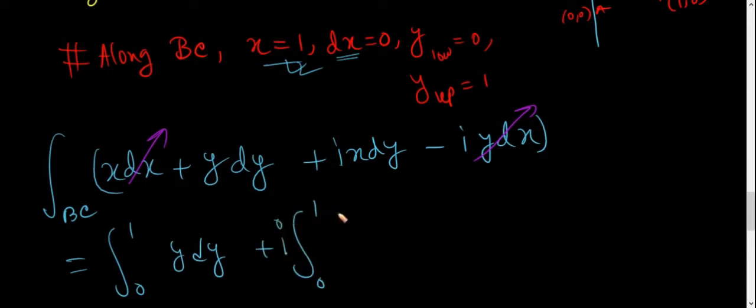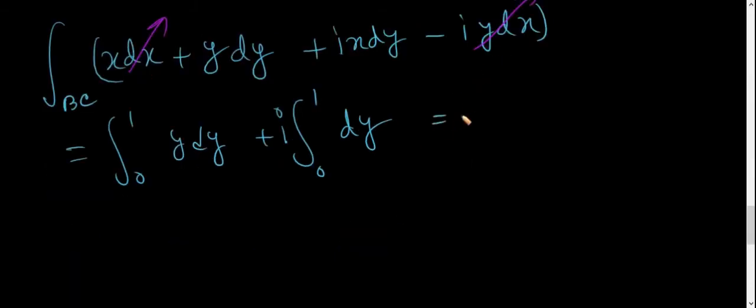You can pull this i outside this integration because it's a constant, imaginary number, and you will have this dy. So this is pretty easy to do. This will just be 1/2, because this part will give you y square by 2, and there will be limit of 1 to 0, so this is just 1/2 plus 1 to 0. If you integrate dy, this will be just y, and there is i over here. i times 1 is just i.